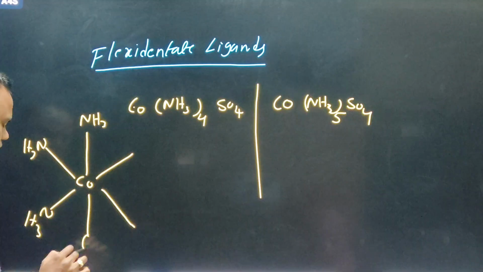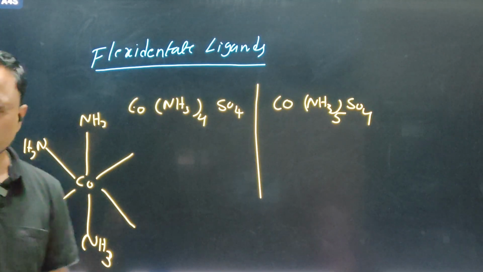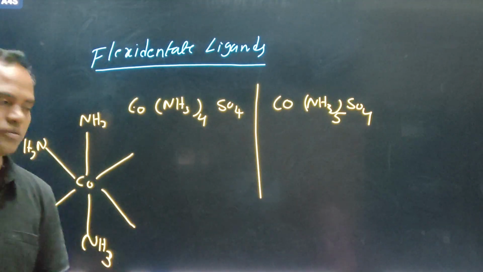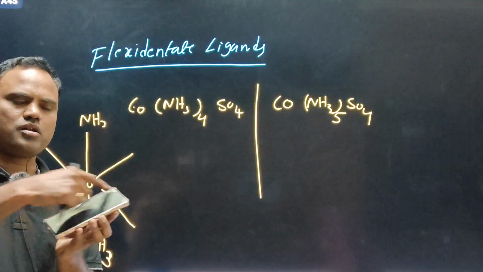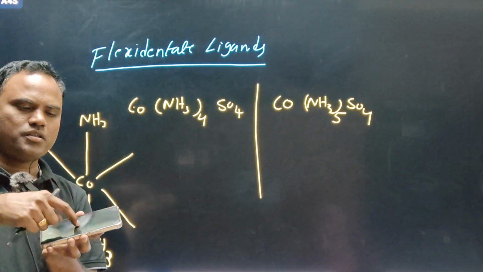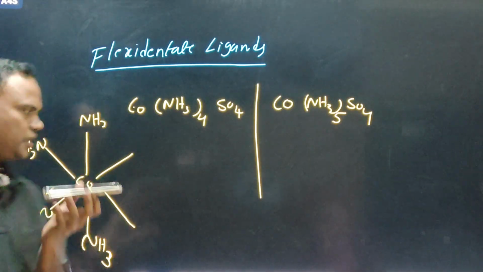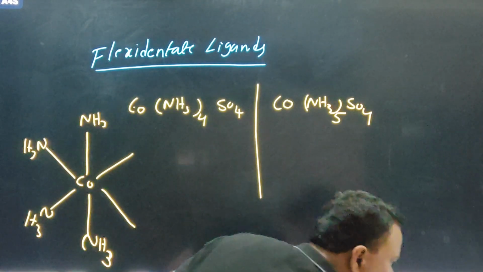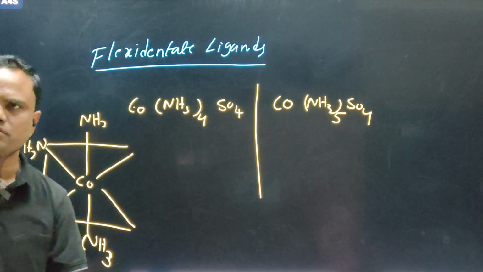NH3. I'm writing just like a tetrahedral structure. For octahedral, you know octahedral in chemical bond. On this plane, 4 corners are present. In the middle, the central atom is present. Above one atom, below one atom, like this. Okay, right.